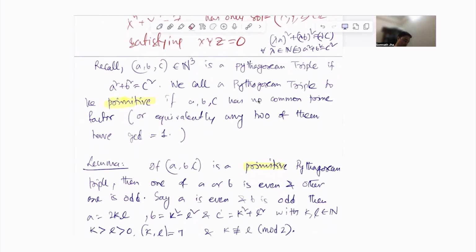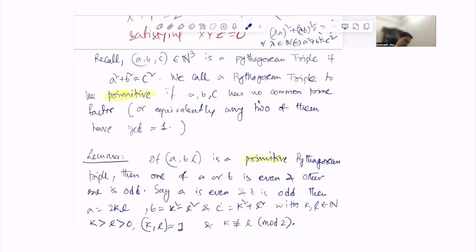So then the classification is: A is always of the form 2KL, B is of the form K squared minus L squared, and C is of the form K squared plus L squared, where K and L are natural numbers, K is greater than L greater than 0, K and L are coprime, and K and L have different parity. Okay, so this is the classification. So you plug in all such K and L, and that will give you all A, B, C.